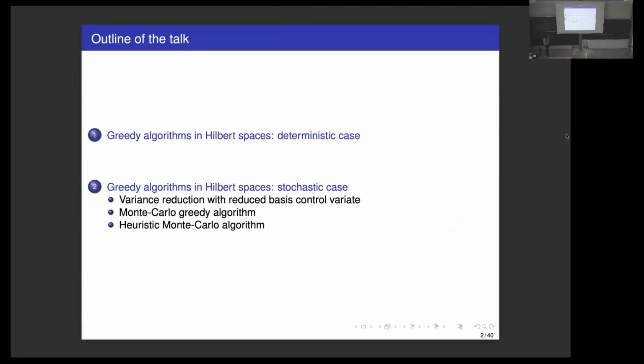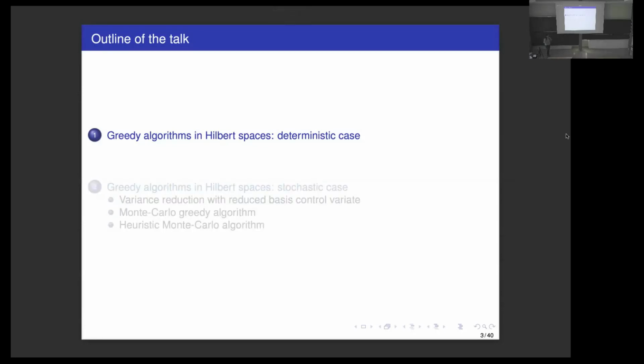So first of all, I'm going to recap some results, well known, I guess, to all of you, about greedy algorithms in a deterministic setting. This will be quite quick, as I guess most of you are very familiar with these results. And then in the second part of the talk I switch to these greedy algorithms in the stochastic setting: what were the algorithms that we were considering, why we were motivated by this kind of algorithm, and what we can say about that theoretically and from a practical point of view.